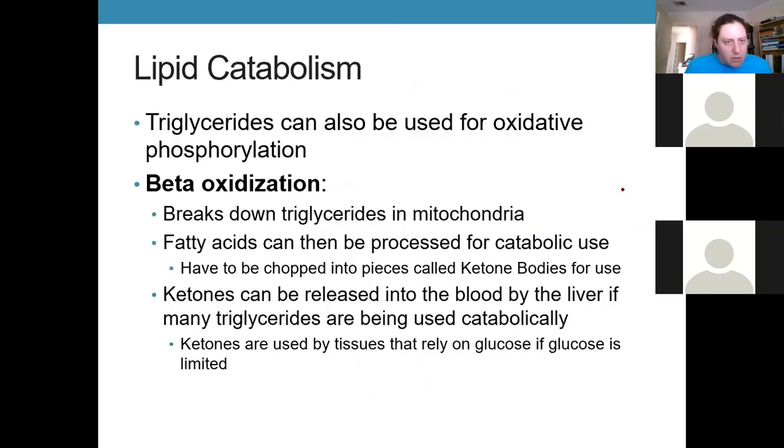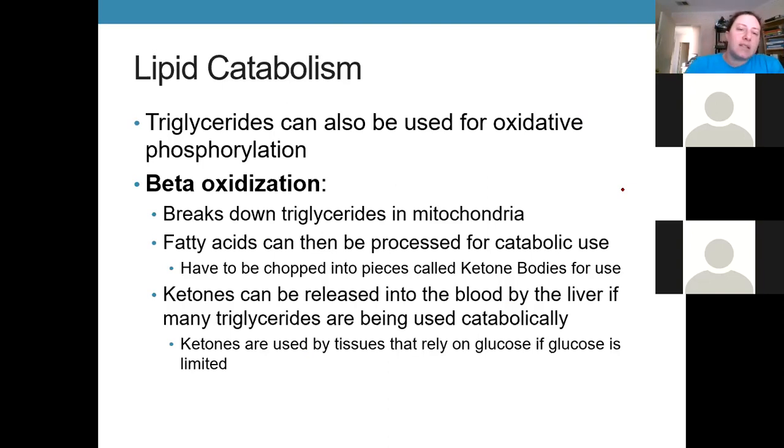All right, so what do we do with these lipids? So we can also use lipids for phosphorylation. Triglycerides are the primary one that we use because phospholipids and cholesterol can be used for a lot of other things, and they have other roles in the body. But triglycerides are literally the energy storage molecule of lipids. So we either store them for the future or we break them down for ATP use.